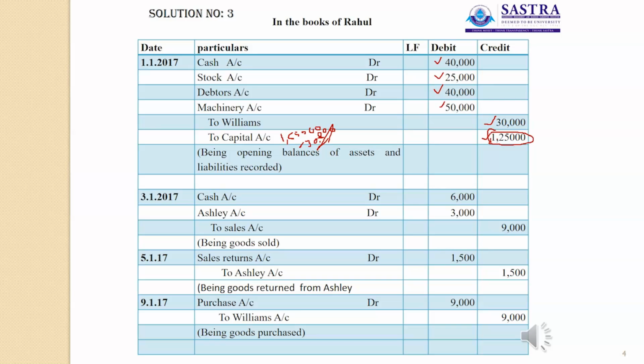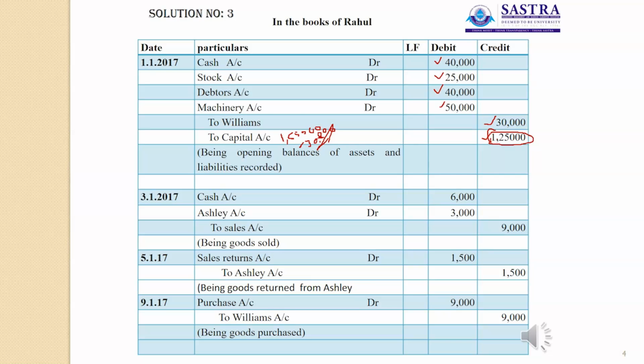Cash account debit 40,000, stock account debit 25,000, debtors account debit 40,000, machinery account debit 50,000, to Williams account 30,000. The difference between these two is considered as the amount of capital. So to capital account 1,25,000. The total of the debit balances is 1,55,000 minus the credit side total of 30,000, so the difference is 1,25,000. The narration for this entry is: being opening balance of assets and liabilities are recorded.